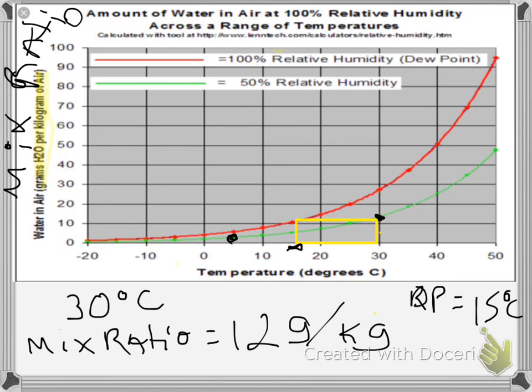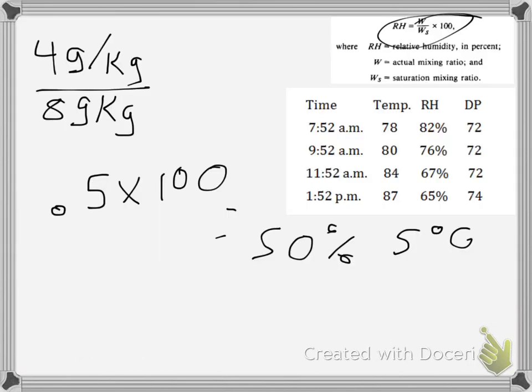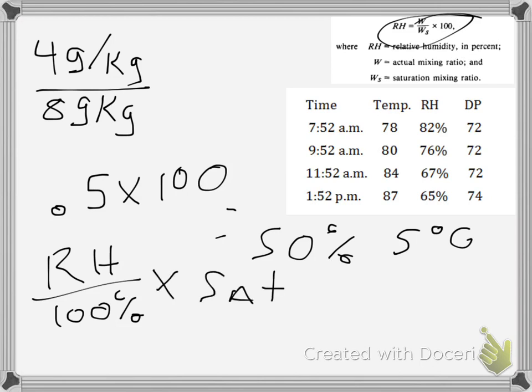And let's say I don't know my 4, I just know my 5 degree temperature and my saturation of 8. So I know that I'm at this mark and I do not know what my mixing ratio is. I can reverse my equation and take relative humidity divided by 100% times my saturation mixing ratio, and I would get my answer as my mixing ratio.